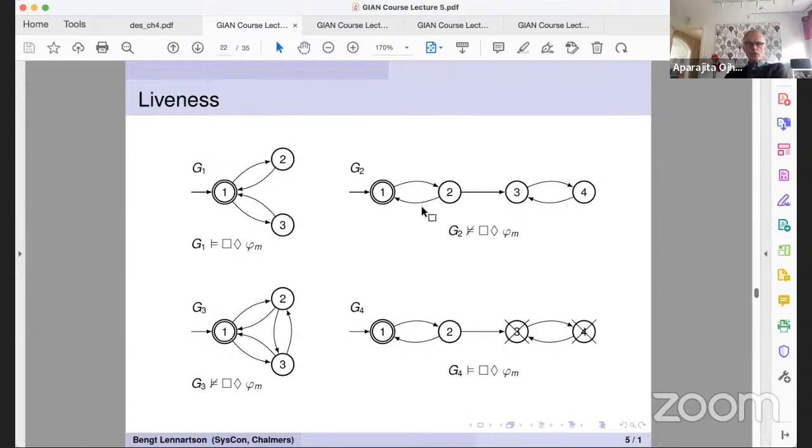Here is another situation where you also don't satisfy this phi m. You can definitely loop around here. So there exists a path where always, eventually, phi m is true, but it's not true that all sequences generate that, because from 2 you can also go to 3, and then you will never come back to the marked state. Now, if we consider 3 and 4 to be forbidden, then you can just skip these states. And then you could see that the liveness condition is satisfied.